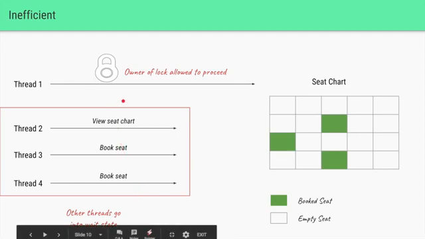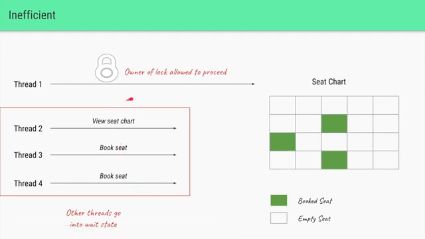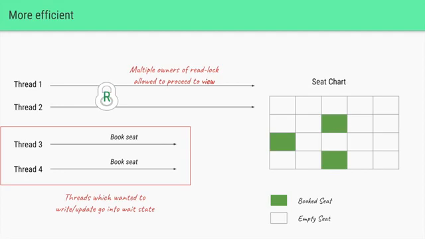And thread 1, since it's the owner of the lock, will now proceed to view the seat chart. Now this is slightly inefficient because even thread 2 wanted only to view the seat chart. Neither of these threads is going to update the state of the seat chart. We should allow both threads to access the lock at the same time because they are only going to view it. So this would have been more ideal.